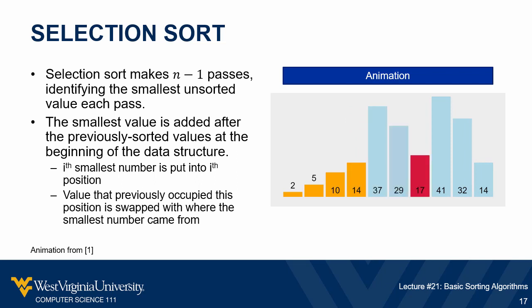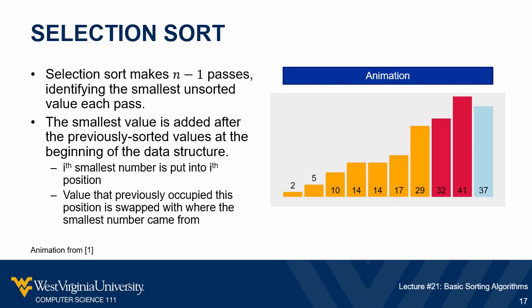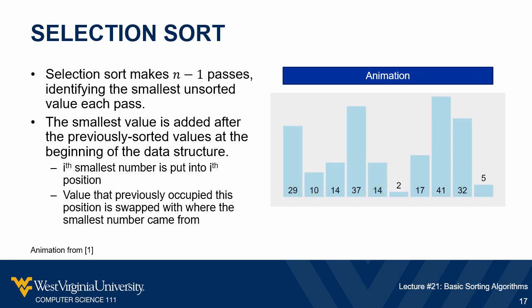So basically, if we assume that i is a 1 base index as opposed to a 0 base index for our values here, the ith smallest number gets put into the ith position. So the first smallest number goes into the first position, index 0.